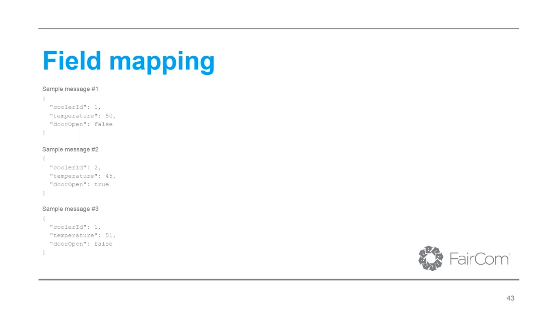So I wanted to return to the field mapping, because you probably saw there was a property in there at the end. I'm going to invert it and start first with the messages that our devices are generating. At this particular shop, maybe they have two coolers, and they're sending messages of what our current temperature is and whether the door is open or not. So there's cooler ID of one, 50 degrees, the door is closed. Cooler two, it's at 45 degrees, the door is open. And then there's another reading from cooler one. So fairly simple messages with some sensor readings.